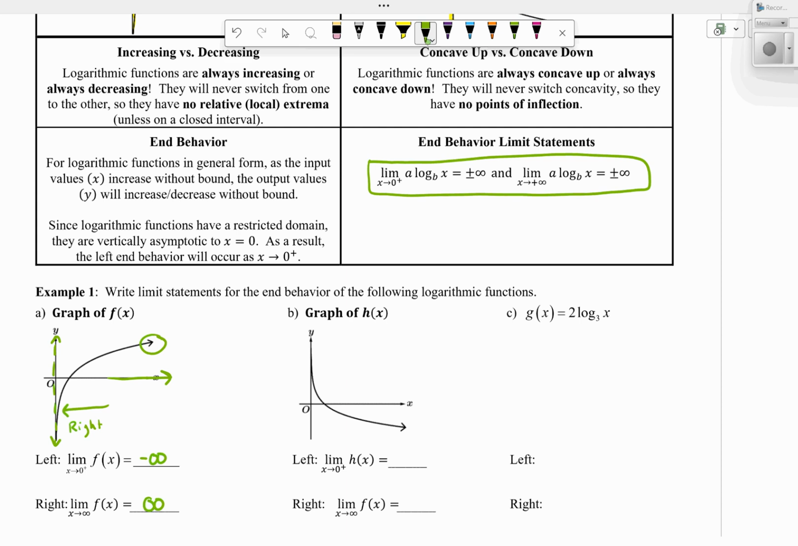For this graph, this looks like we reflected it across the x-axis, but you can still see that we have our asymptote right here, vertical asymptote at x equals 0. So the limit as x approaches 0 from the right, again, now is going to positive infinity, and the limit as x approaches infinity, the y values are going then towards negative infinity.